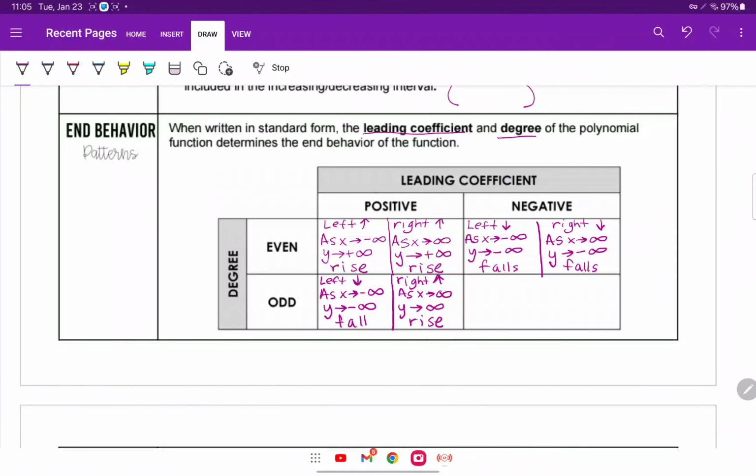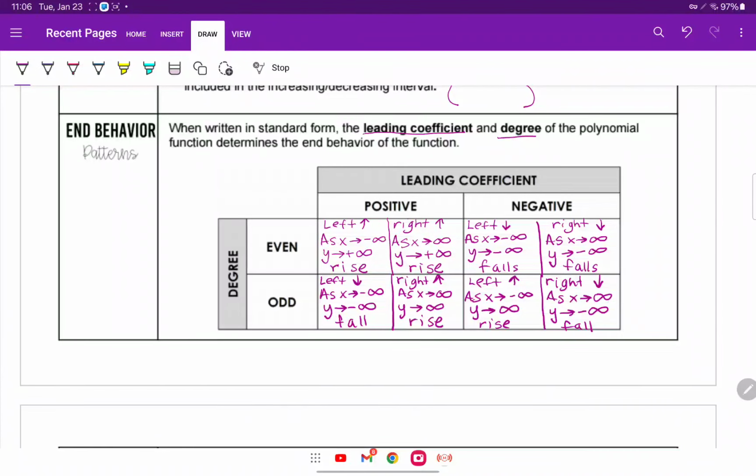If it's a negative leading coefficient with an odd degree, it does the opposite. So on the left side, it rises, and on the right side, it falls. So as x approaches negative infinity, since we're going left, the y values go up to positive infinity. As x approaches positive infinity to the right, the y values approach negative infinity because it's pointing down. So here, this one would say rise and then fall.